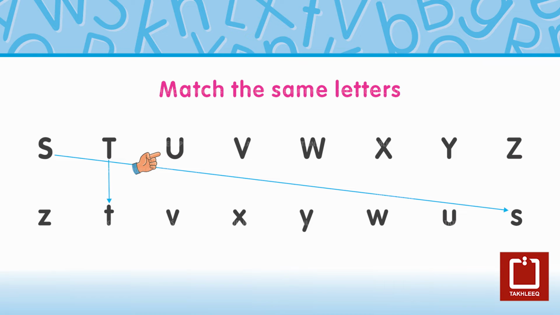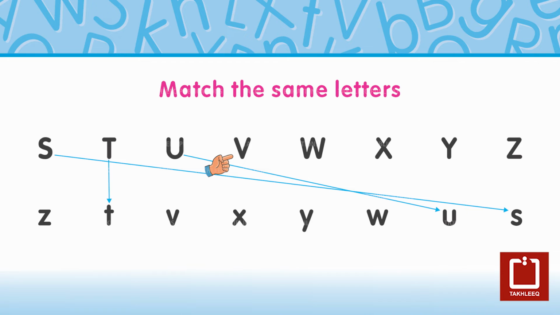This is capital letter U. Now we search small letter U in the second row. Z, T, V, X, Y, W, U. Yes, this is small letter U. So we match capital letter U with small letter U.